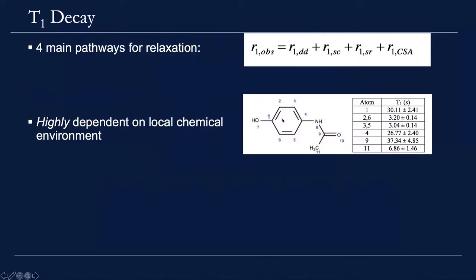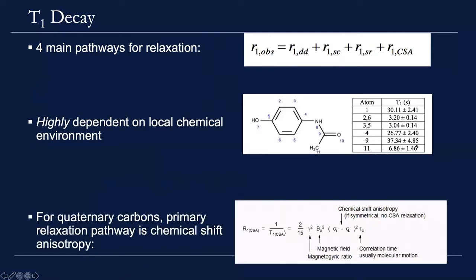And the relaxation rates of different sites are highly dependent on the local chemical environment. Having directly bound protons means you will relax via dipole-dipole and tend to have short T1 times. The more isolated carbons, like the carboxylic acids or quaternary carbons, tend to have longer T1 times, as evidenced by site number 9 here, which has a 37-second T1 versus 2 and 6 and 3 and 5 that are on the order of 3 seconds.